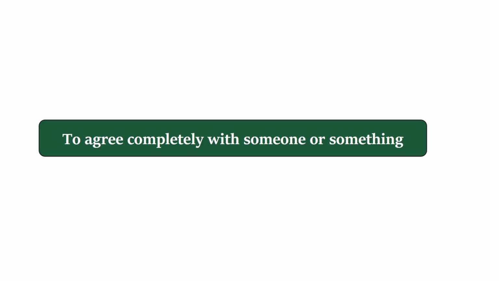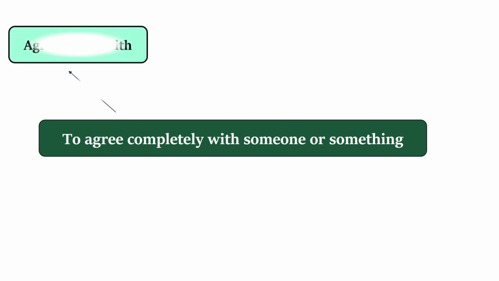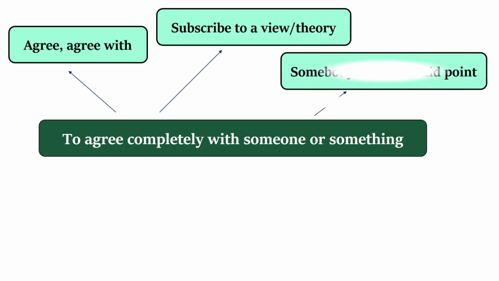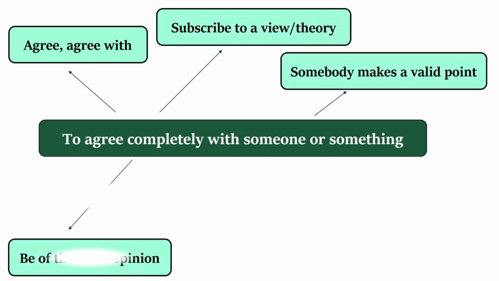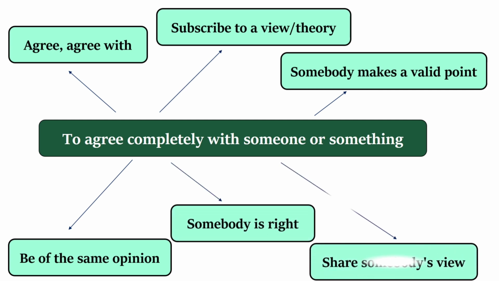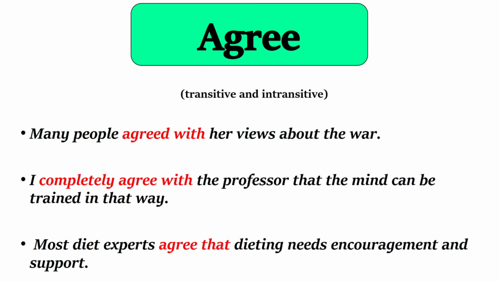To speak about completely agreeing with someone or something we can use these phrases. Agree, or agree with. Subscribe to a view. Somebody makes a valid point. Be of the same opinion. Somebody is right. Share somebody's view. And concur. 1. Agree. It can be a transitive and an intransitive verb.